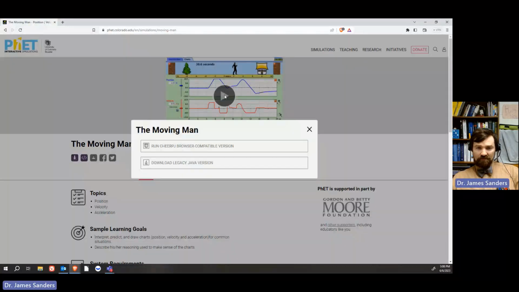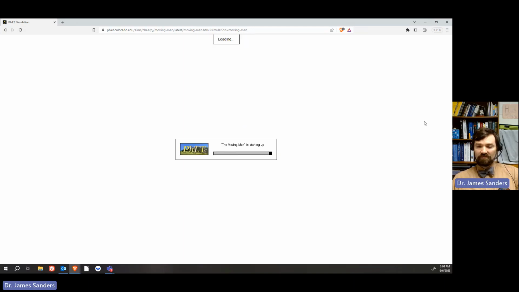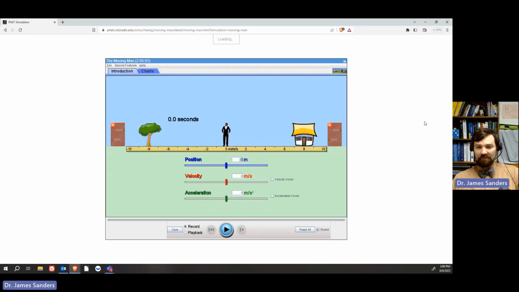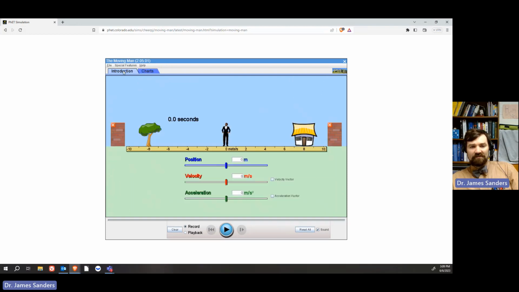Basically, if you hit the little play button, it gives you a couple options for how to run it. I'm just going to use this version. As soon as it loads, it's a little simulation that will run in your browser, so it should work fine with whatever internet browser you have. All right, so there's two versions: the introduction version and the chart version. Chart version means there's going to be a graph.